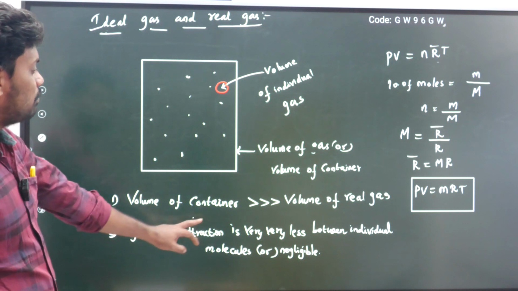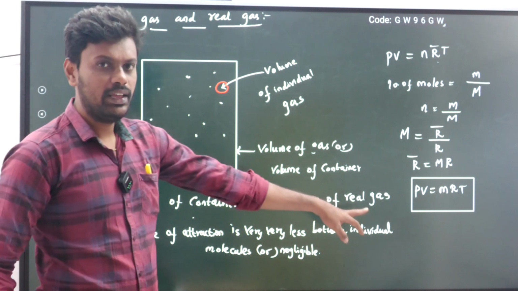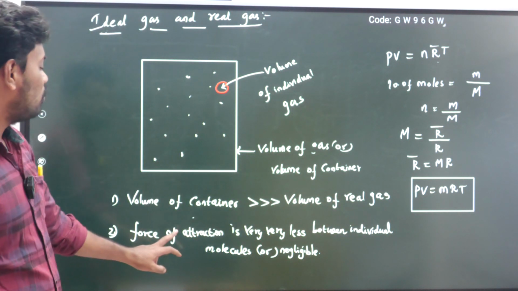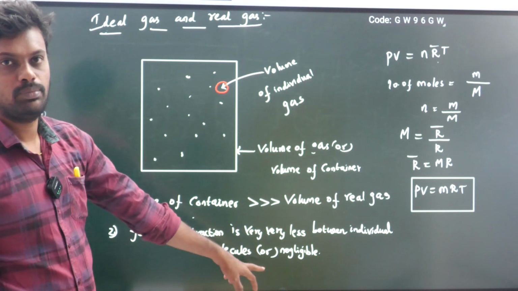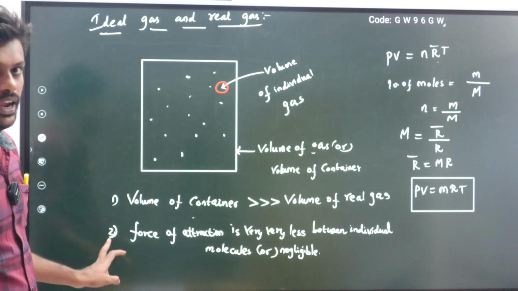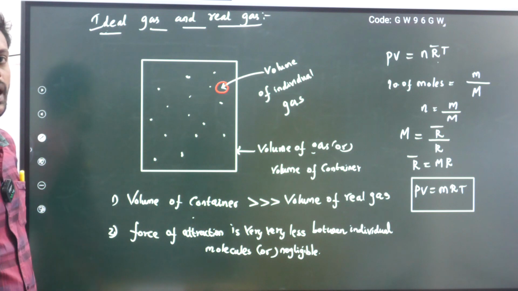The volume of the container is much higher than the volume of the real gas, and the other one is that the force of attraction between individual molecules is very less, negligible. If these two conditions are satisfied, then that type of gas is an ideal gas.